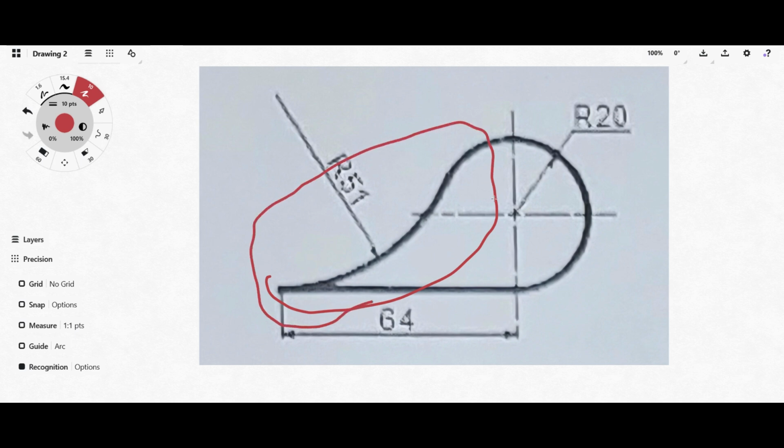Now if you look carefully, there is another arc here. From the knowledge we have from basic school and high school, an arc is always part of a circle, just a section or segment of a circle. If you look at the direction, it has its radius coming from a center point somewhere here. You don't know the exact position, but there is a center point somewhere here with a radius of 51 millimeters.